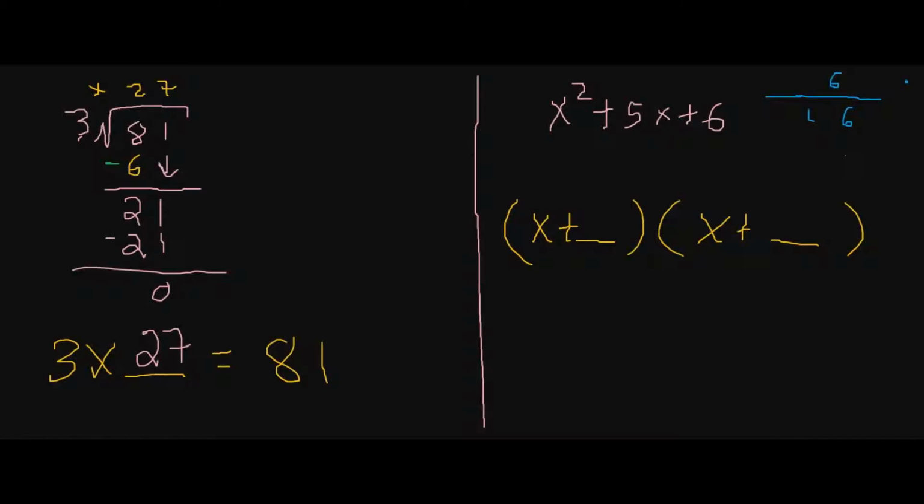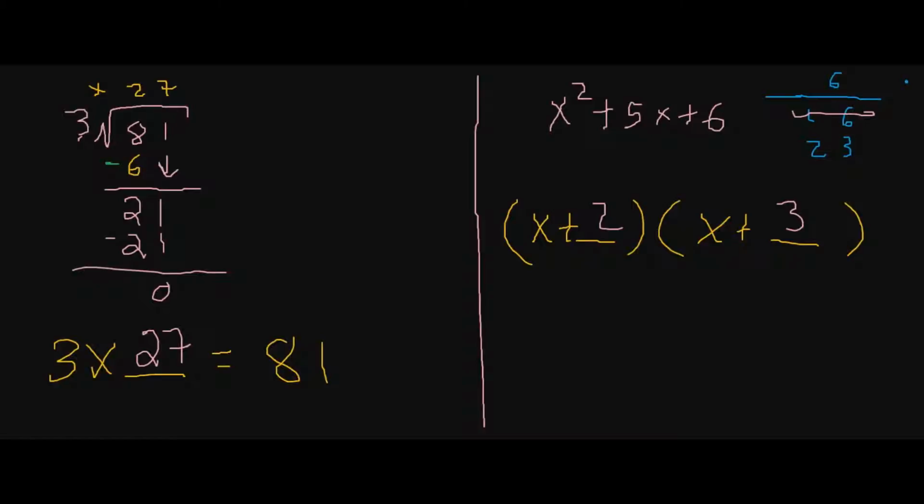The idea is, can we add or subtract 1 and 6 in any way to get positive 5? Well, we could do 6 minus 1, which does give me 5. But 6 times negative 1 is negative 6, and we want a positive 6. So that's not going to work. That probably means we're going to have to use 2 and 3. What can we do with 2 and 3 to get 5? Well, you just add them. So we know this is going to be 2, and this is going to be 3.